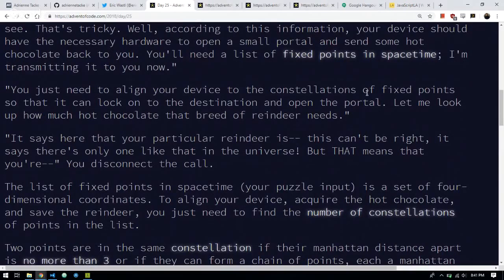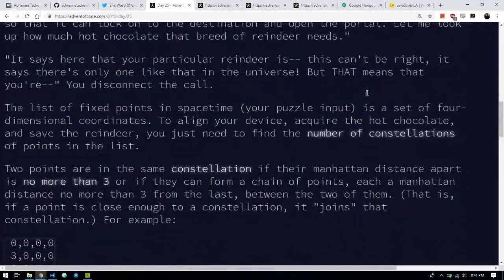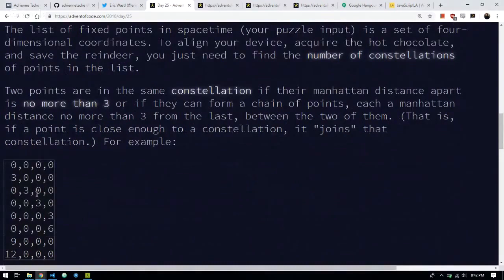Let me look up how much hot chocolate that breed of reindeer needs. All right, so you have fixed points in space-time, your puzzle input. It's a set of 4-dimensional coordinates. I already see that down here, 4-dimensional coordinates. To align your device, acquire the hot chocolate, and save the reindeer, you just need to find the number of constellations of points in the list. So this is probably our puzzle answer.